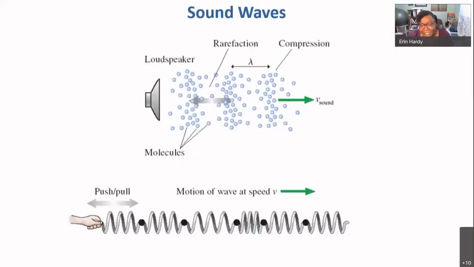So it's easy to visualize and assign a name to what happens when you take a bunch of molecules and squish them together. That would be a compression. But the opposite of a compression is a rarefaction.